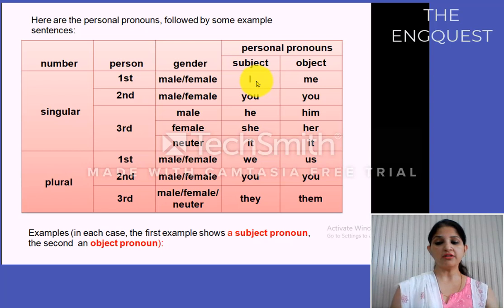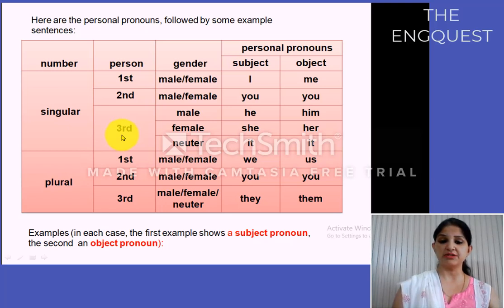Subject is the person or thing doing something, and the object is having something done to it. For example, if I say it is done by me, then I is the subject in this case and me is the object in this sentence. Now let's see singular second person. Second person is the person with whom we are talking. It can be a male or a female. For both, in subject we use you and in object also we use you. Like, you are very handsome. So, you here is in the subject place.